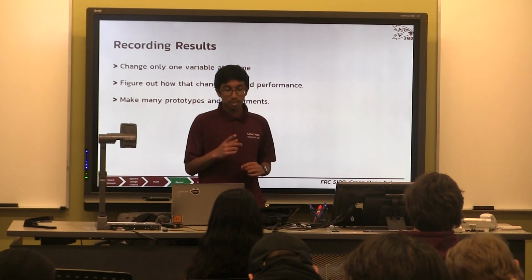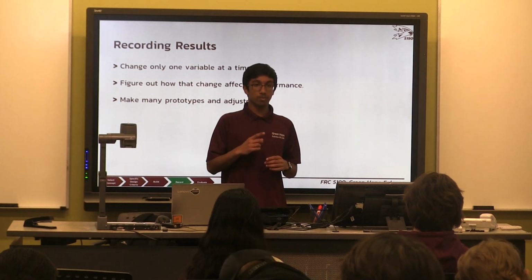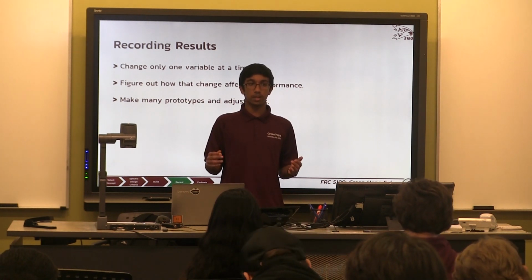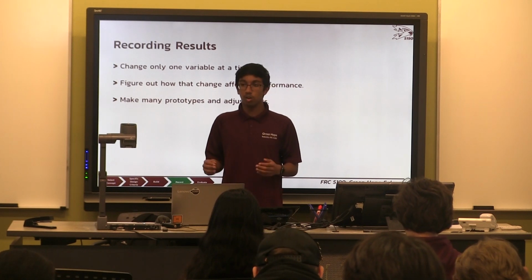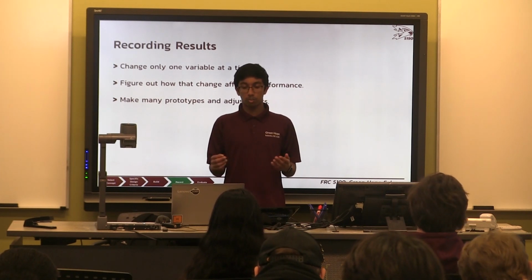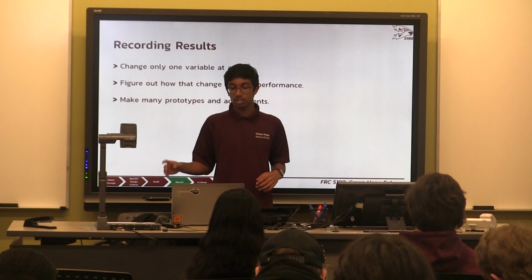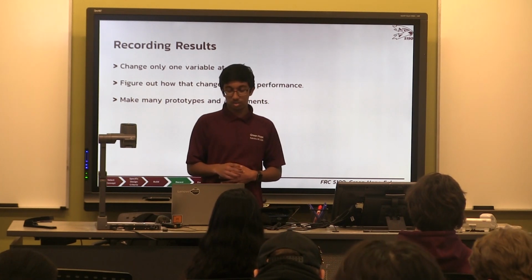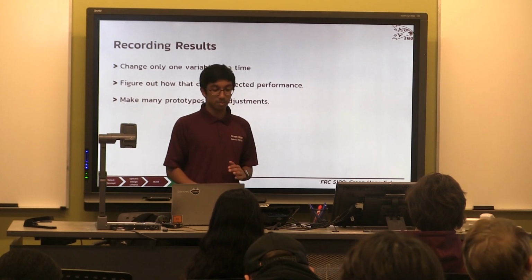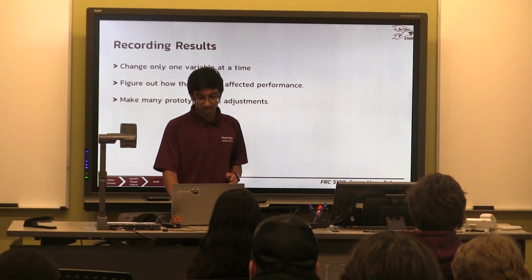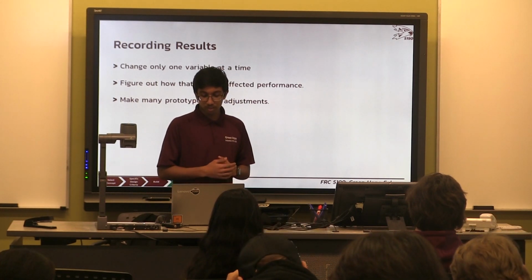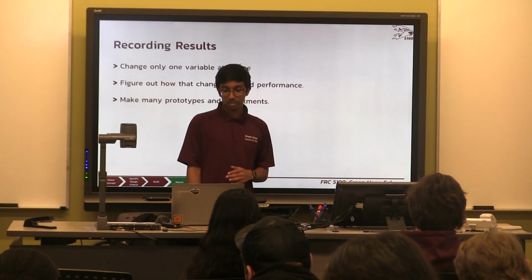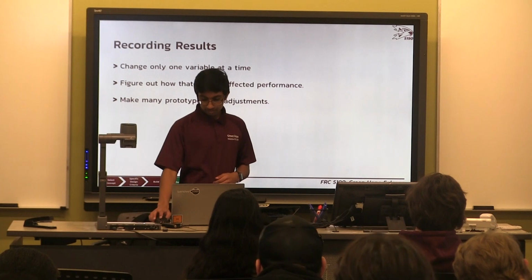One important thing is you want to change only one variable at a time. So if you see that your cargo intake's not picking up balls and you think, oh, the ratio might be too high and the wheels are not that good, you want to change only one variable at a time to make sure that your other variables are fine. One way you should record this data is you can either record it on paper or you can record it on an Excel or Google Sheets.